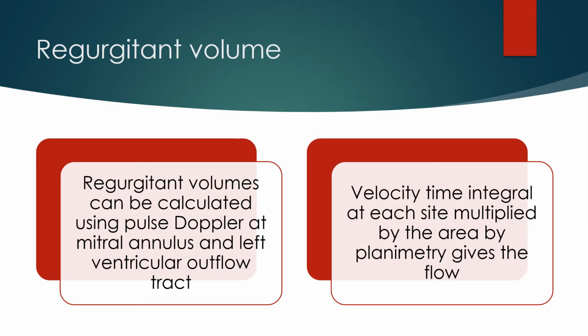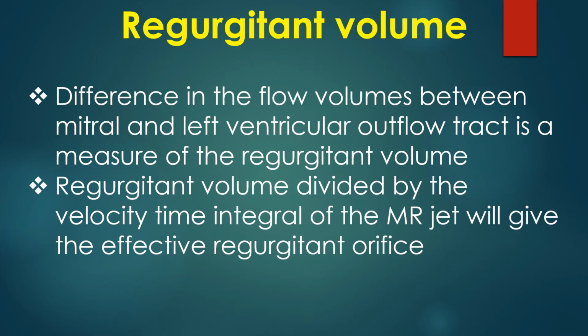Regurgitant volumes can be calculated using pulse Doppler at mitral annulus and left ventricular outflow tract. Velocity time integral at each site multiplied by the area by planimetry gives the flow. Difference in the flow volumes between mitral and left ventricular outflow tract is a measure of the regurgitant volume. Regurgitant volume divided by the velocity time integral of the MR jet will give the effective regurgitant orifice.